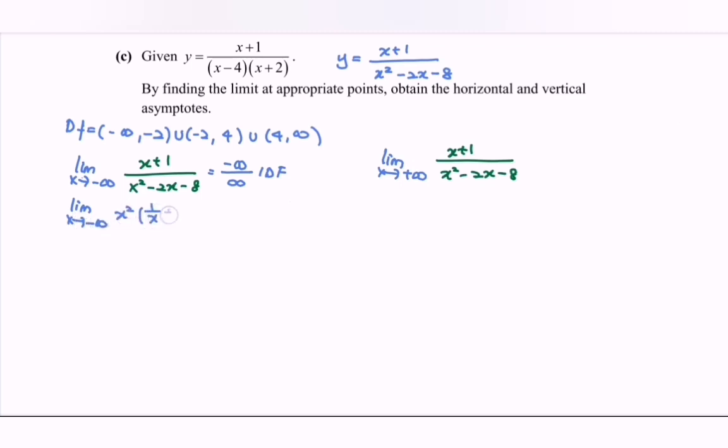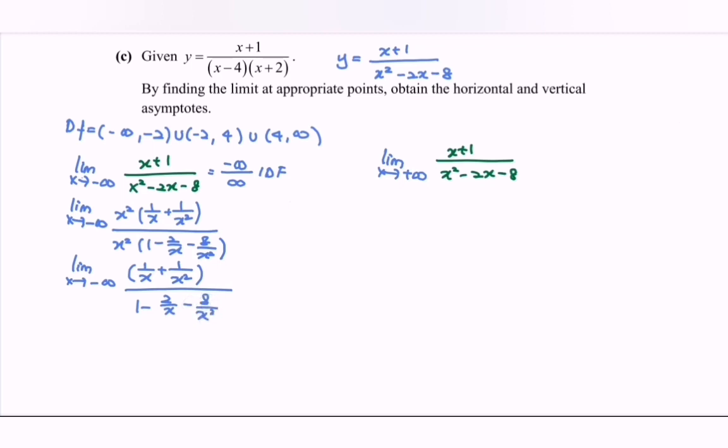So here we will have 1 over x plus 1 over x squared, over x squared times 1 minus 2 over x minus 8 over x squared. If we simplify, limit when x approaches negative infinity, bracket, 1 over x plus 1 over x squared over 1 minus 2 over x minus 8 over x squared. If we substitute in this part, we will have 0, 0, 0, and 0. So finally, we have 0 over 1. So the limit when x approaches negative infinity for the function x plus 1 over x squared minus 2x minus 8, the value of y will be approaching 0.